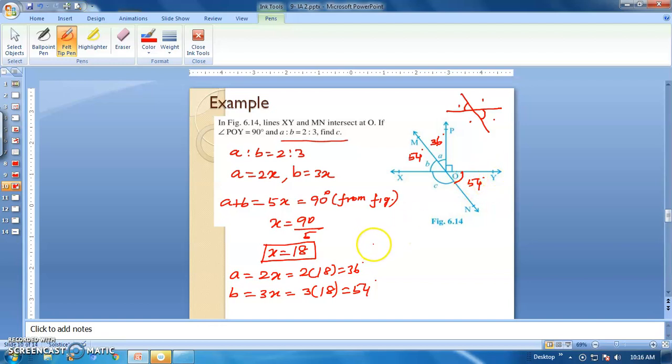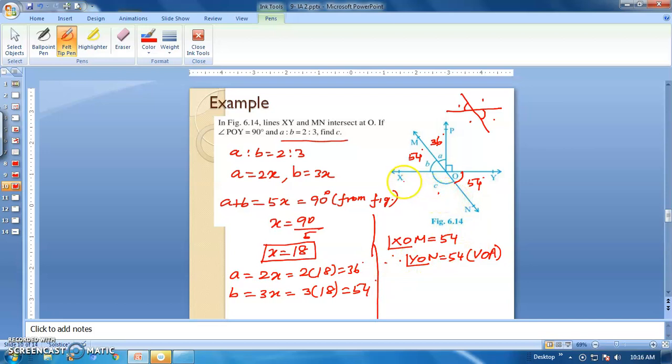In a similar way, here this one is 54 means this one also is 54 degrees. So angle XOM equal to 54. Therefore, angle YON equal to 54, because of vertically opposite angles, VOA. And they are asking the C value only.